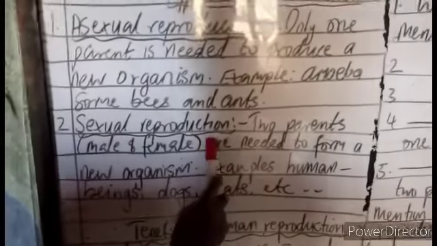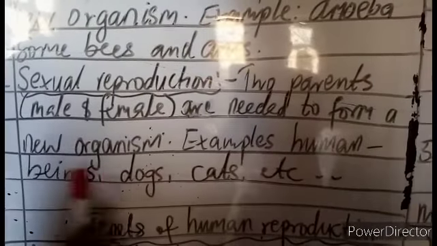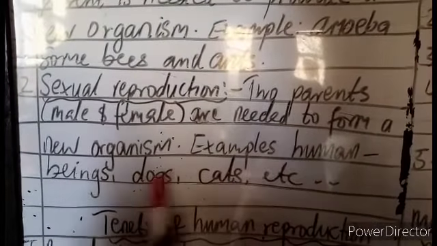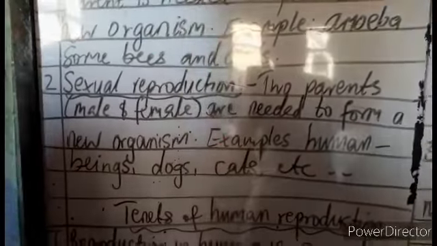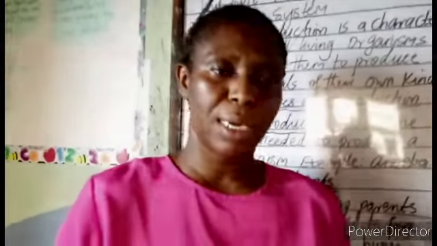But the second one is known as what? Sexual reproduction. Two parents, male and female, are needed to form what? A new organism. Examples: human beings, dogs, cats. We know this sexual reproduction. Like our mommies and daddies must meet together for them to have a baby. The same thing with dogs. A male and female dog must come together to have babies. A female dog cannot stay like that and produce without a male dog meeting her. The same thing with humans. The same thing with cats. A cat cannot produce a young one without a male cat meeting the female cat.